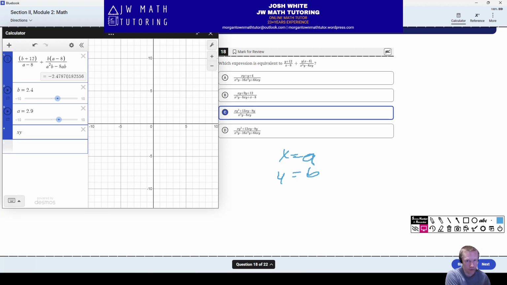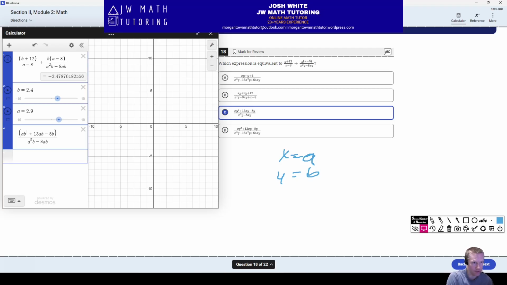I will show you that C matches. So notice I have the exact same value here. I'm not going to bother going through and typing all of the incorrect answer choices just to save time, but I will show you just an example.